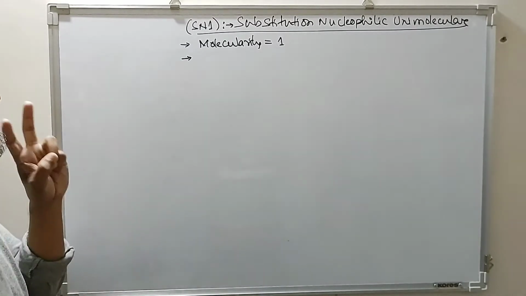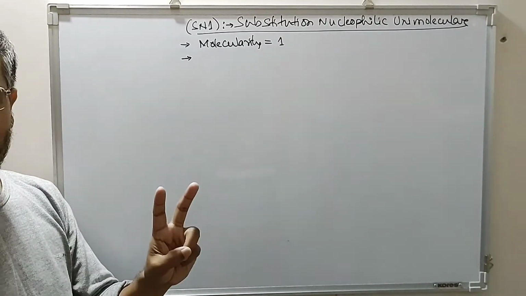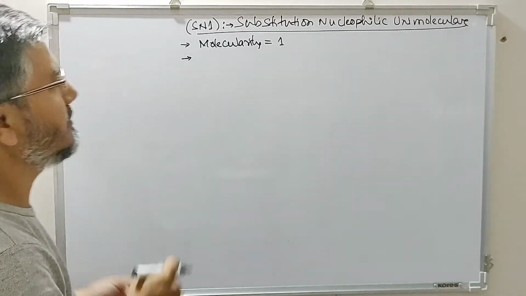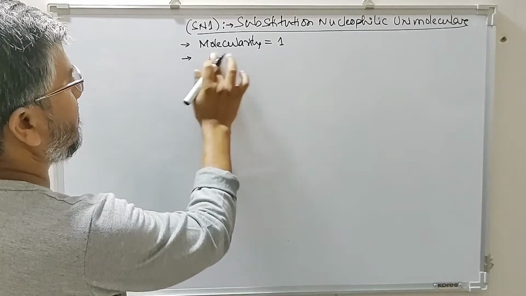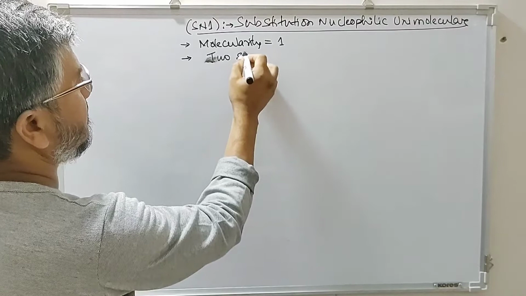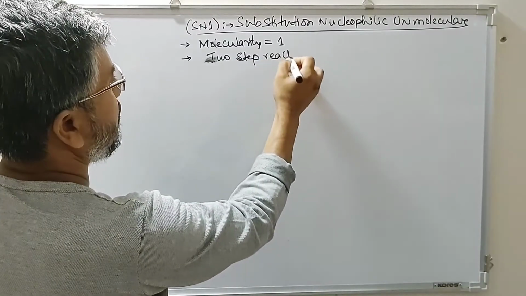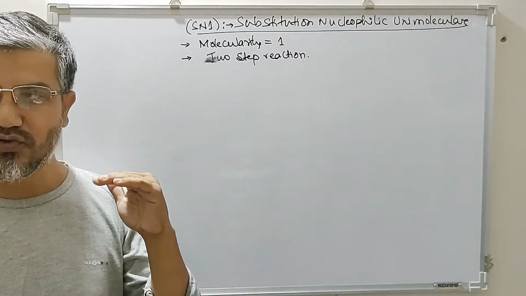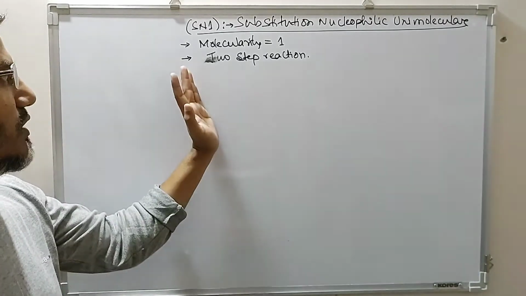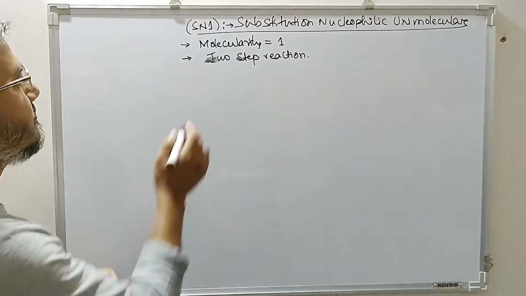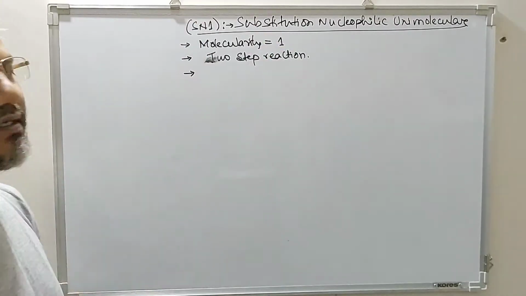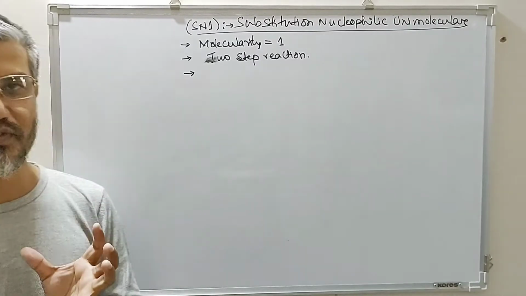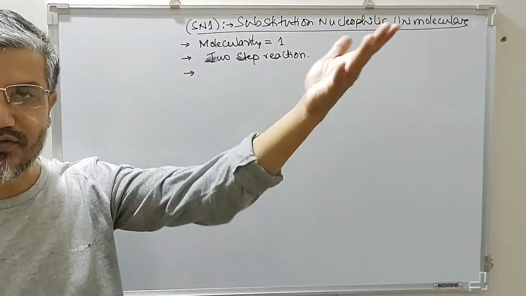Second, in this SN1 pathway or mechanism, a reaction occurs through two steps. This is a two-step reaction. So reaction occurs in two steps, whereas SN2 occurs in a single step. SN1 occurs in two steps. SN1 reaction proceeds via formation of a carbocation intermediate, whereas SN2 was through a transition state.